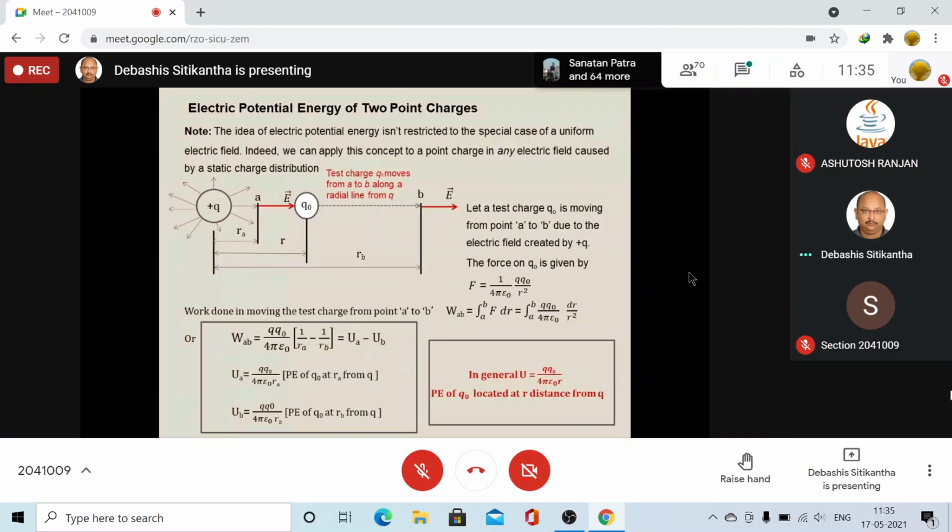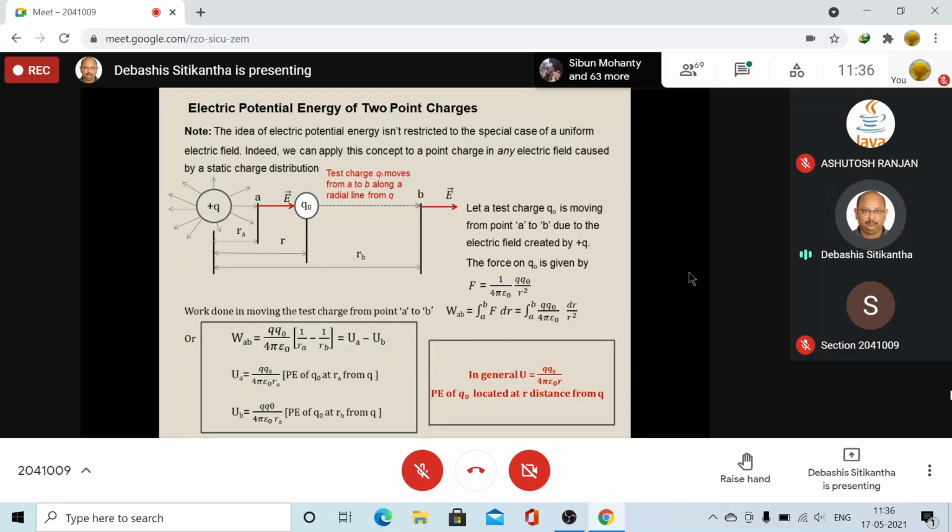Next, we talked about the potential energy of 2 points. So plus Q is the point charge which is actually responsible for creating the electric field. What we did was bring a test charge from somewhere and place it at any point, and we evaluated the electric potential. So how did we evaluate it?